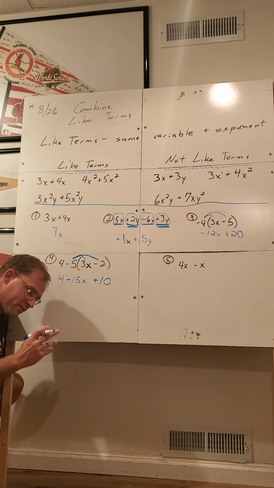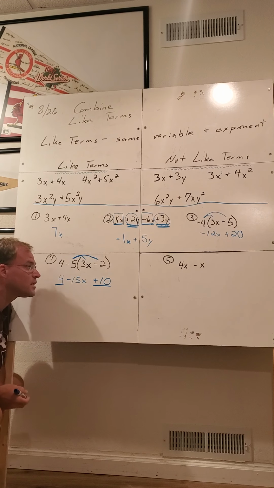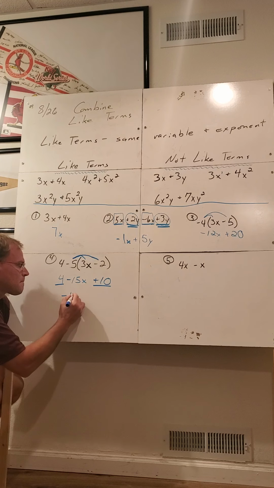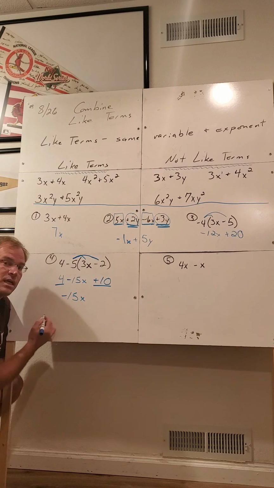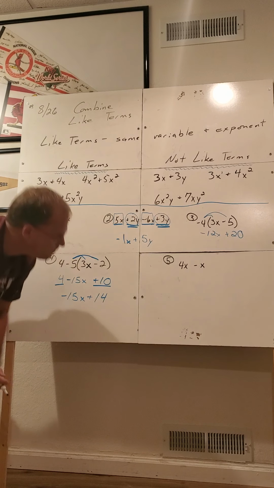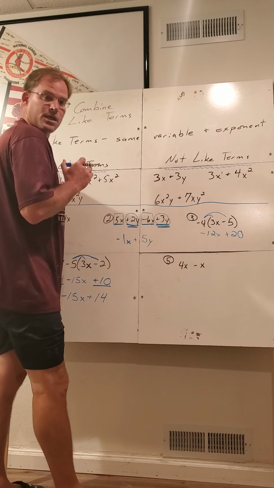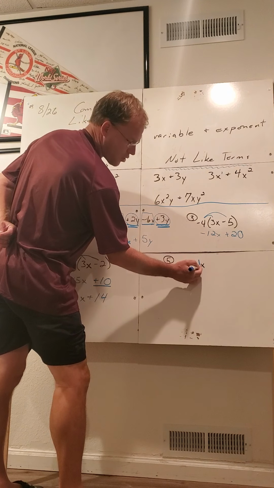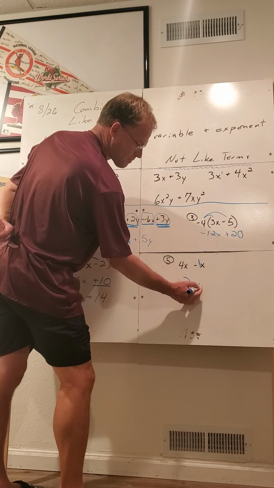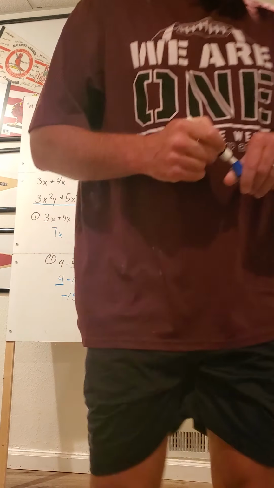Now, I've got one more thing to do. I've got to combine those like terms because I see those like terms right there. It's a 4 plus 10. And minus 15x is untouched. Makes 14. One last thing to say to you. Remember, if you don't see a number in front of a variable, it's automatically a 1. 4x minus x, 3x. There you go. There you have it. There you are.